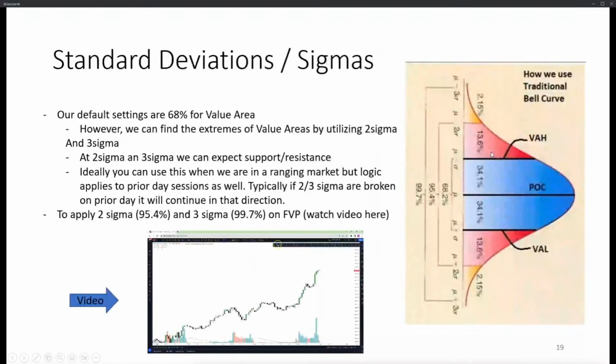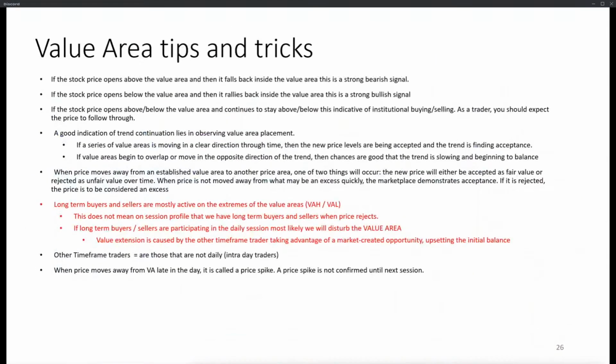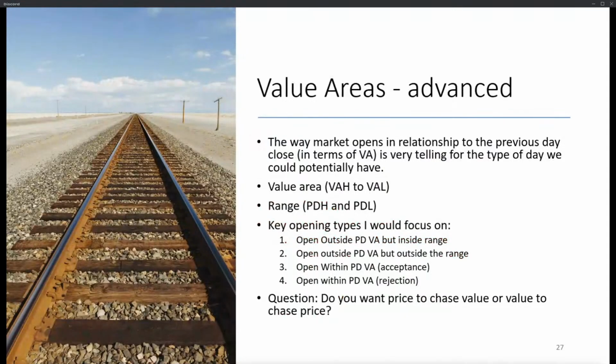And you're getting into the next slides here, so let me get there. These are the 4 types that we care about. You have opening outside the previous day value area, but inside the range. The range means the high of the day and the low of the day of the previous day. Then you have opening outside the previous day value area and outside the range, meaning if you're gapping up above the previous range, you're outside the value area altogether. That's fairly bullish, and you just need continuation. In that case, your PDH and PDL play a huge role.